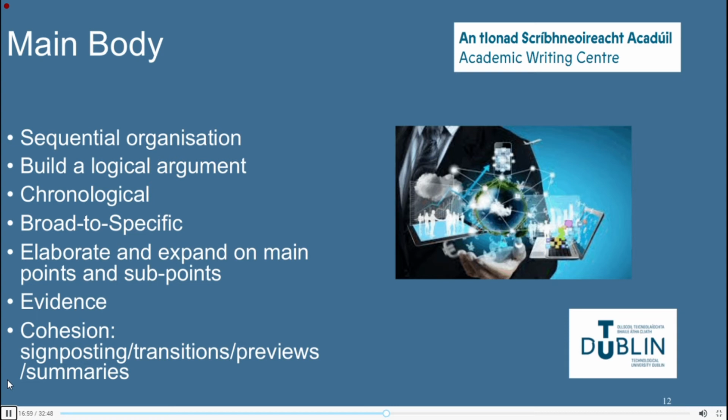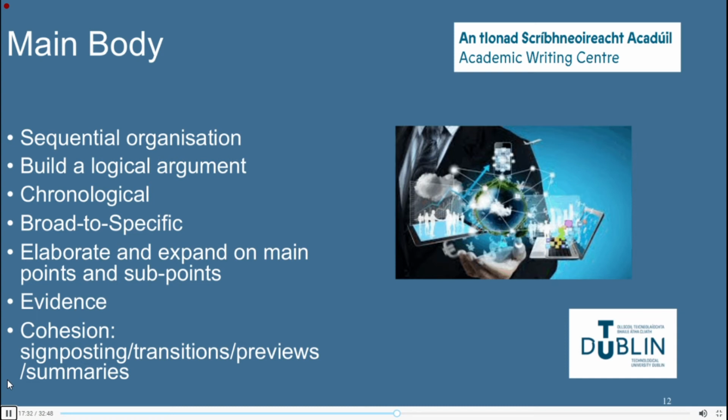approach. Through the body of the presentation, you are elaborating and expanding on the main points and subpoints. You're providing evidence, quotes, and summaries and paraphrases of what the authors you have consulted have recorded on these points. Also, the idea of cohesion, we've already mentioned this.